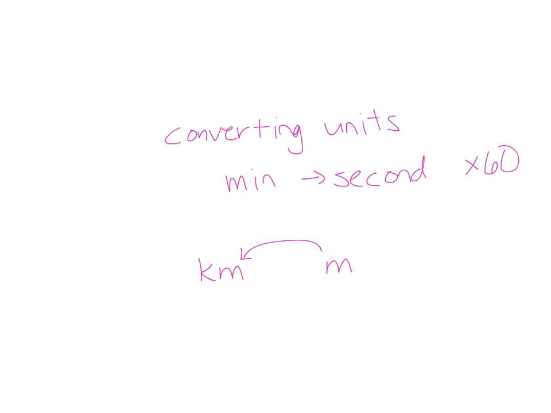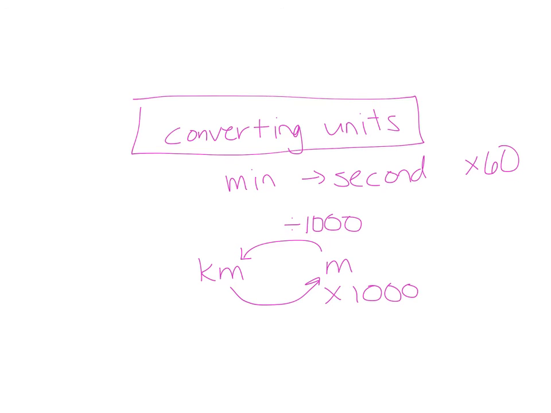So if we know how many meters we have and we want to go to kilometers, we actually have to have less of them because that's a very big unit. So we divide by 1,000. But then if we go from kilometers to meters, which is a smaller unit, we have to have more of them because they're shorter to get the same distance. So we multiply by 1,000. So these are 2 ways that you will often convert units in this unit.